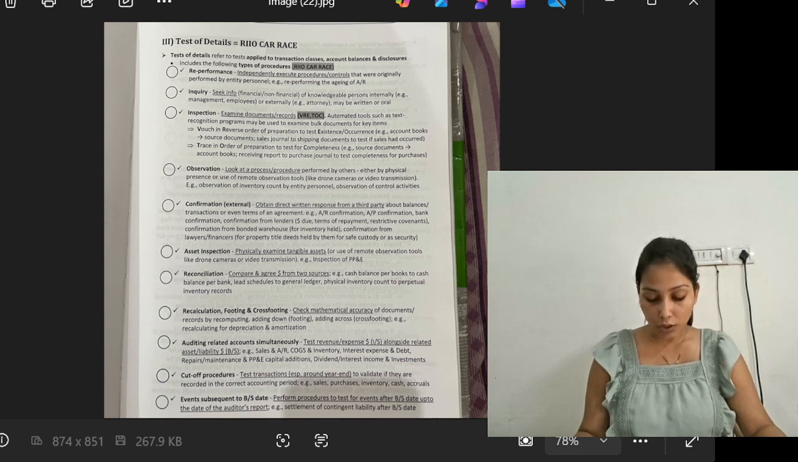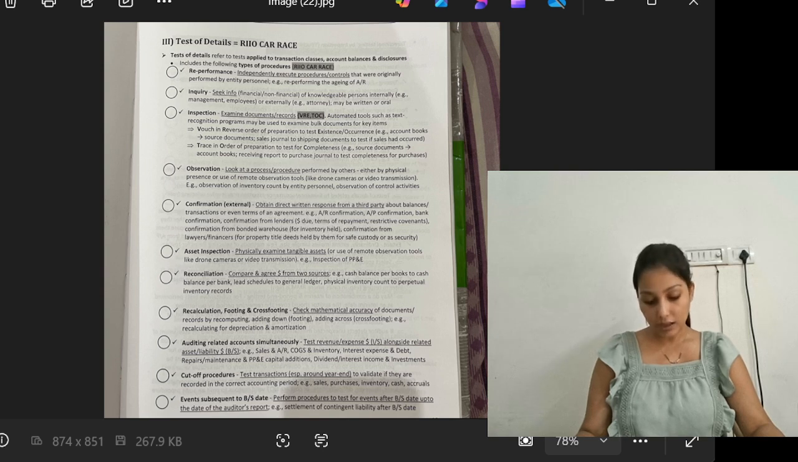After that come the cut-off procedures. Here the test of transactions is done especially around year end, to validate whether they are recorded in the correct accounting period or not, like sales, purchases, inventory, cash, and accruals. For this, cut-off is performed. Events subsequent to the balance sheet date.